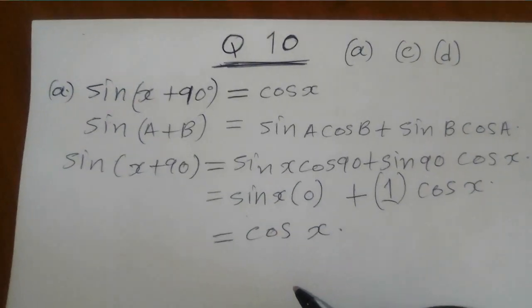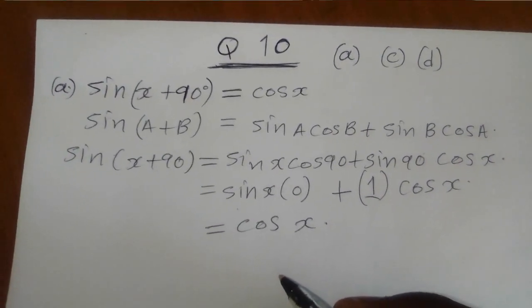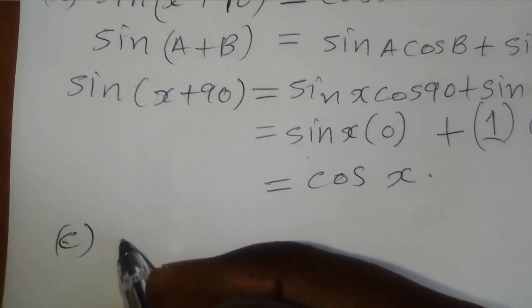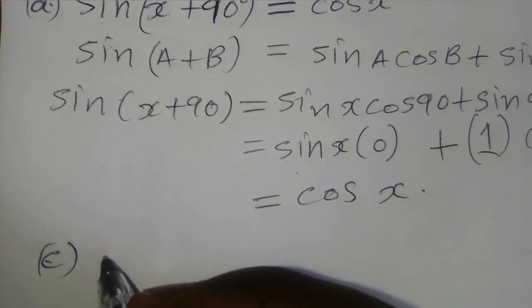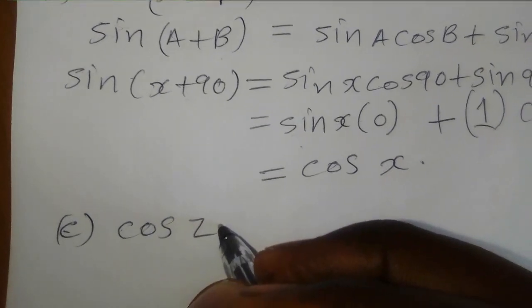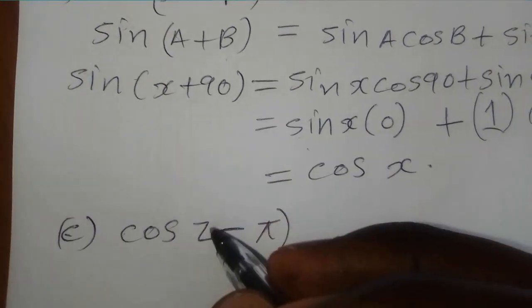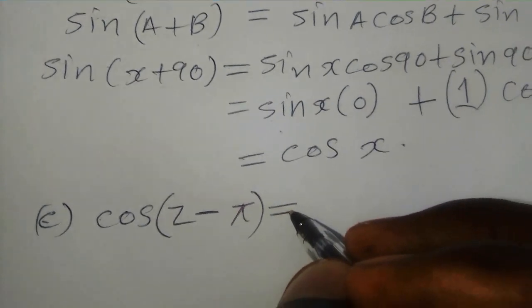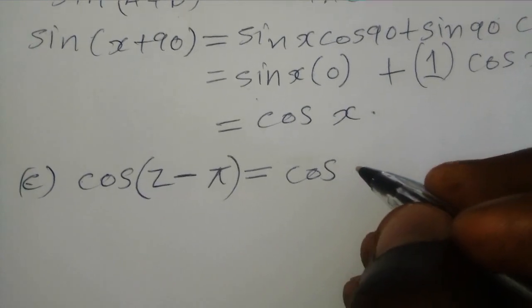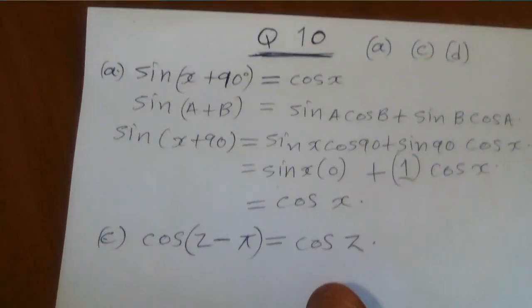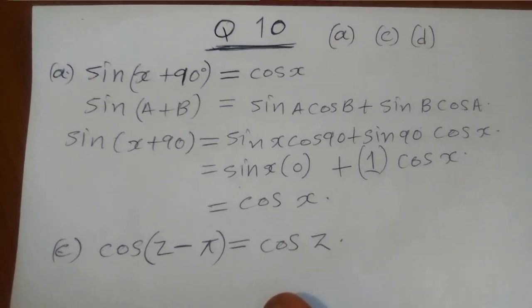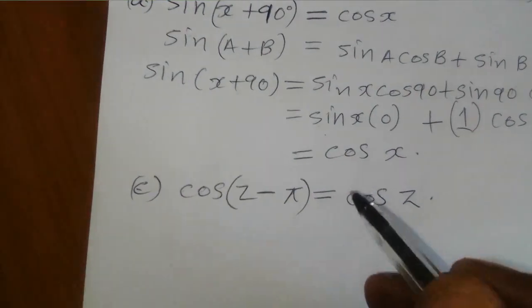So this is how you solve such questions. And then I'll also solve C, which is also saying cos z minus pi. So this pi should not confuse you. This one is just the same as 180 degrees. The reason why I'm just solving A, C, and D is that once you manage to solve A, C, and D, you can solve the rest of the questions there.